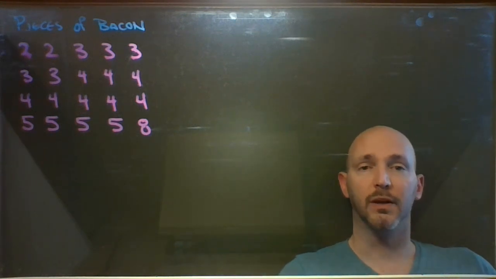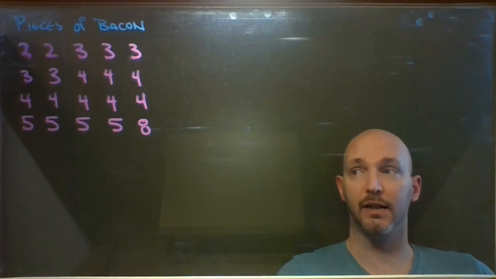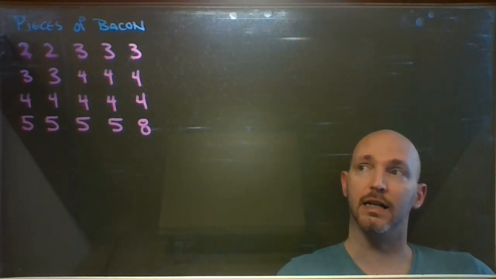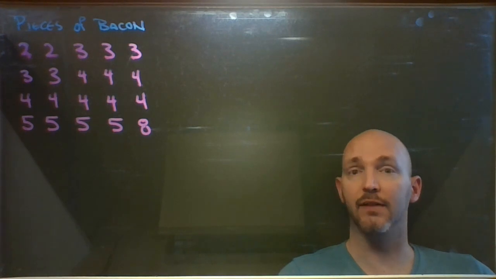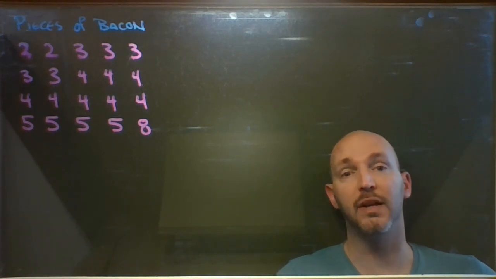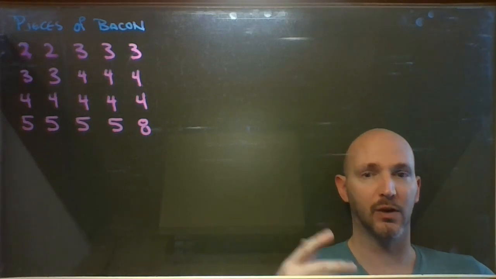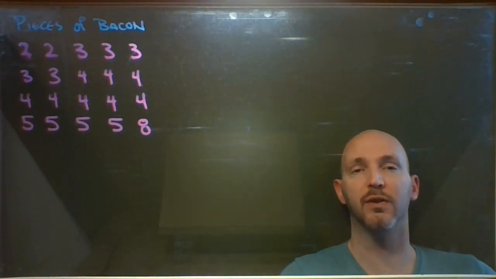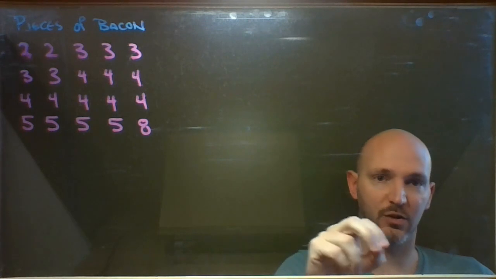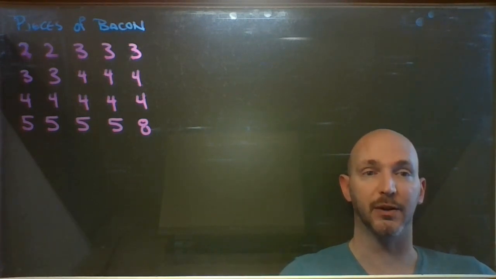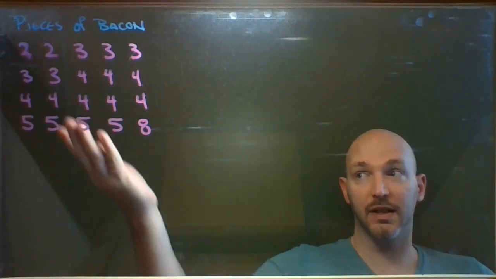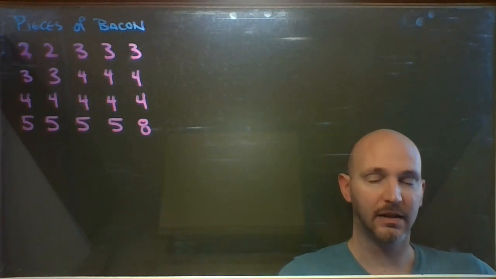So we're going to talk about how to identify typical values and outliers in a data set. The set I have here is the number of pieces of bacon people take at a breakfast buffet. So you go up, you have your plate, you can take whatever you want. How many pieces of bacon do you pick out of that tray and take with you? So we have numbers anywhere from 2 to 8.